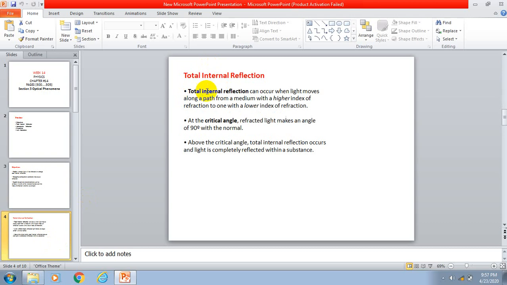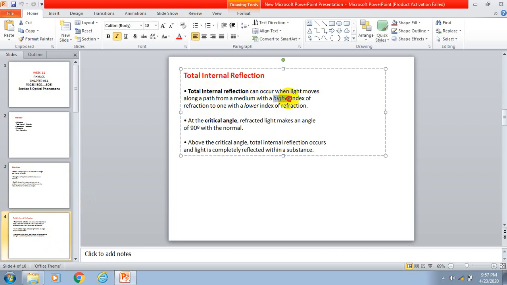Total internal reflection. What is total internal reflection? It can occur when light moves along a path from a medium with a higher index of refraction to one with a lower index. Which one? A lower one. So it is a relationship from the higher index to the lower index. At a critical angle, the refracted light makes an angle of 90 degrees with the normal, of course, because the refraction will occur there.